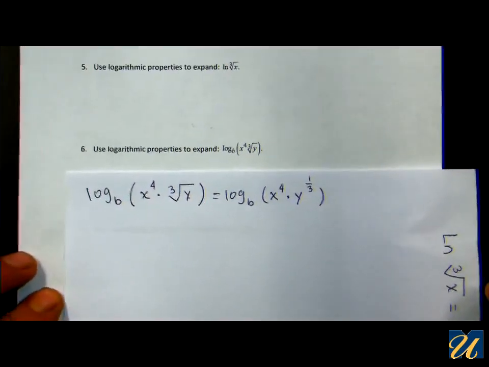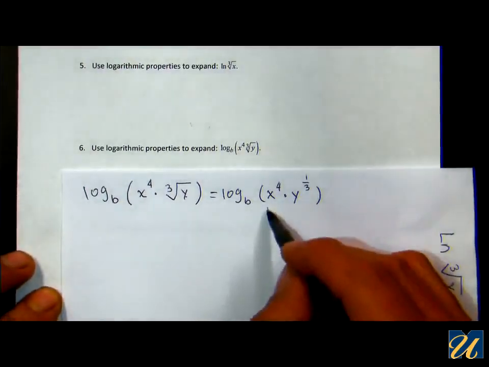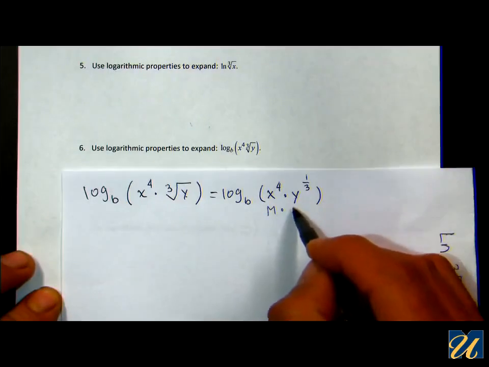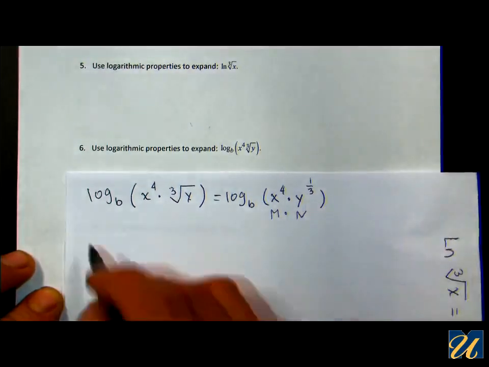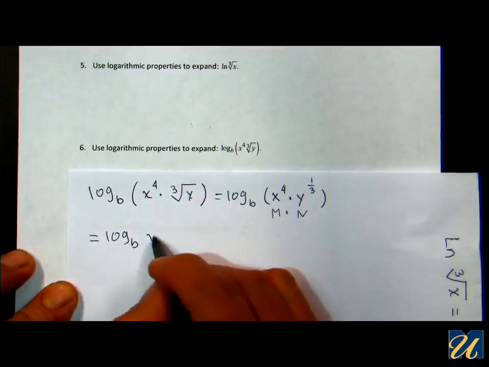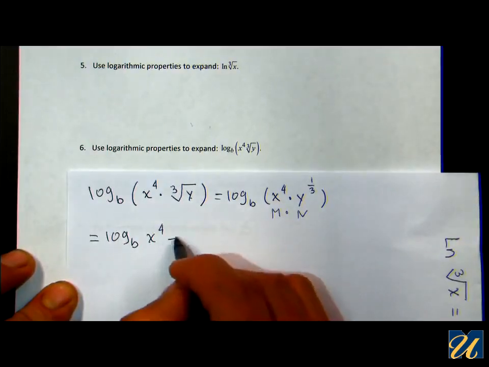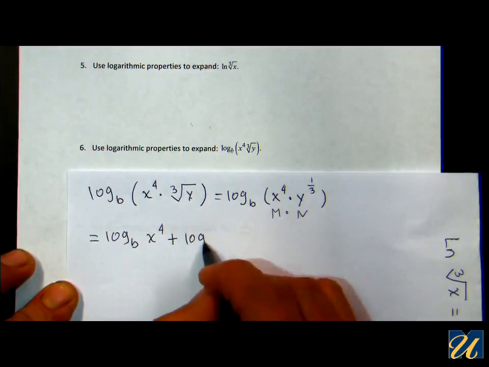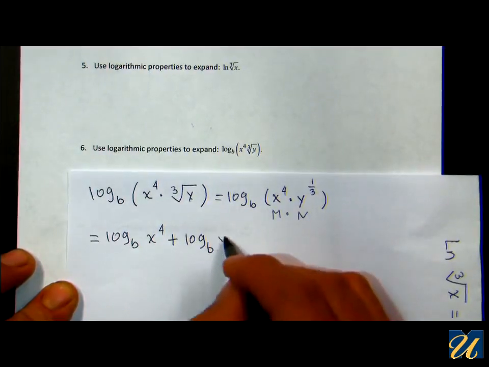Now we have log of m times n, so we use that property next. So this is the log base b of x to the 4th plus log to the same base b of y to the 1/3.